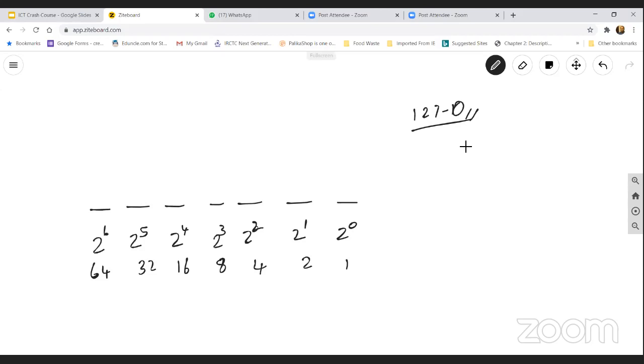84. Okay, fine. Guys, I'm telling 127, why are you typing 138? 127 to 0. First I got 84. So 84 is nothing but 64 plus 20, that is 64 plus 16 plus 4. Is it 84? Then put 0 in the other places. You will get 1010100, which is the binary number for 84. You got it?